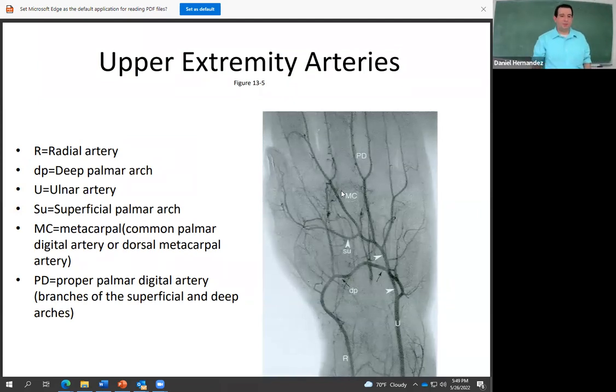This is just a picture showing the superficial and deep palmar arches as they come around. So we said the deep palmar arch was an extension of that radial artery, and we can see it looping around and also connecting back to that distal portion of the ulnar and the superficial palmar arch.